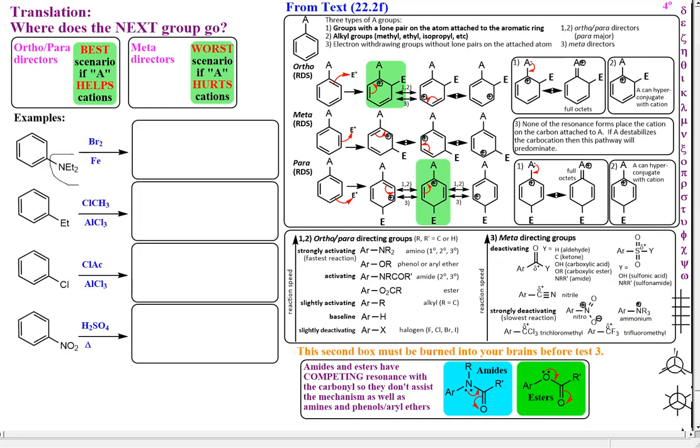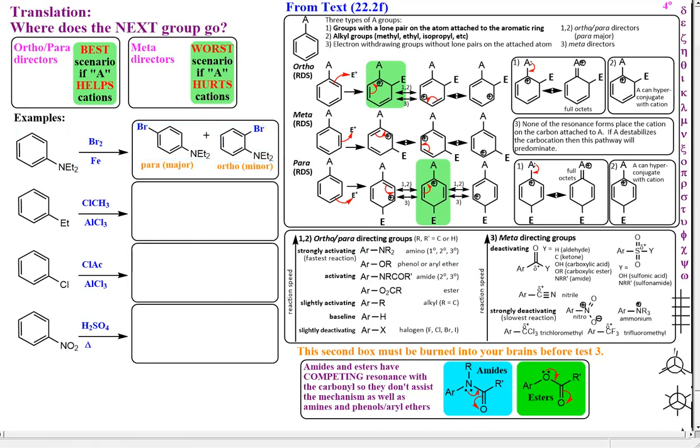In our first example, we have a diethylamino group, firmly in this category right here. Strongly activating means the reaction will go quite quickly. You're going to get ortho and para products both. Let's see what they look like. You'll get substantial amounts of both para and ortho.